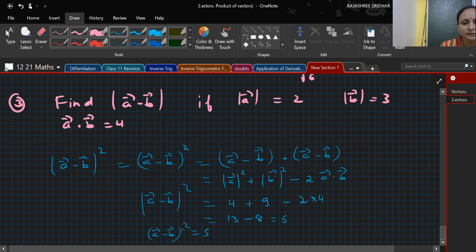Or rather, its mod, right? So modulus of A minus B is equal to how much? Root 5. Okay? Please check.